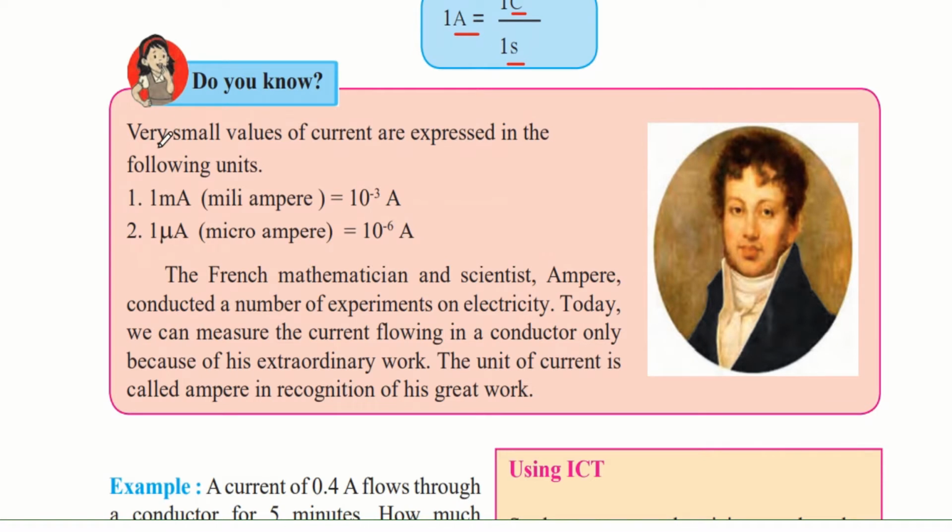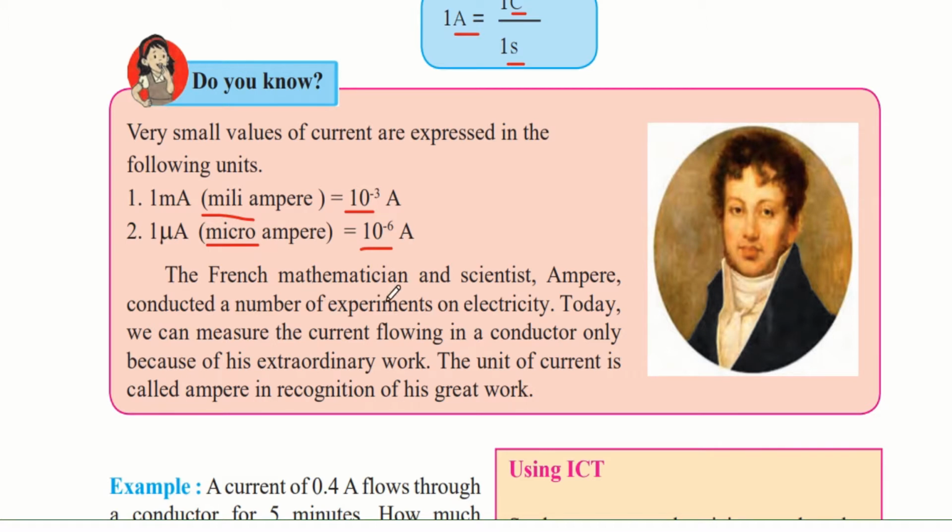Do you know very small values of current are expressed in the following units? Here 1 milliampere is 10 raised to minus 3 ampere and 1 microampere is 10 raised to minus 6, and this is same with all kinds of units. Wherever there is milli, it will be 10 raised to minus 3, and wherever there is micro, it will be 10 raised to minus 6.